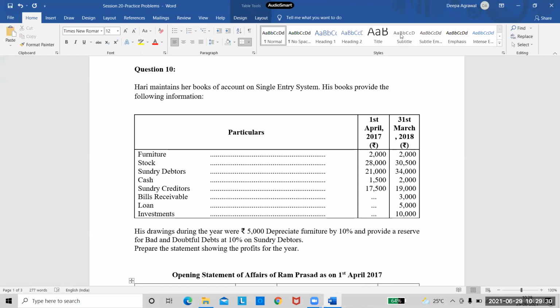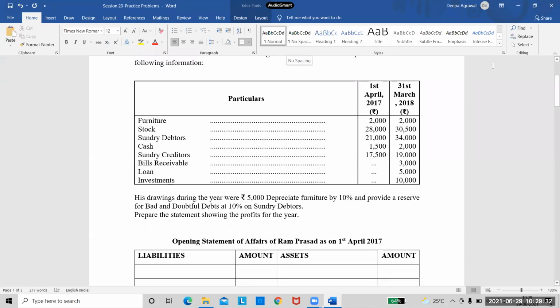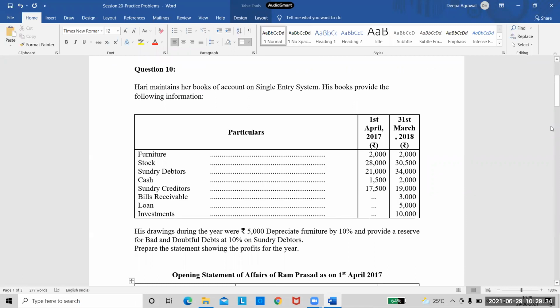Hari maintains his books of accounts on single entry system. His books provide the following information. So see, he's giving us all the ledger balances. The values for 1st April 2017 are given, and the values for 31st March 2018 are given. So it clearly indicates that opening and closing capitals are not given. So we have to prepare both the statements and calculate both the capitals. Then we'll be doing the statement of profit.